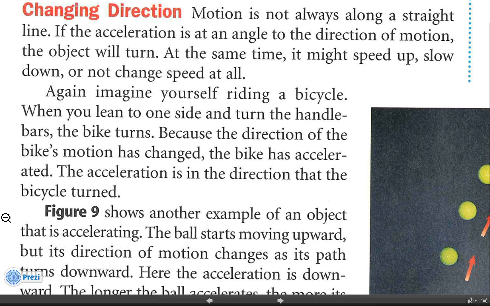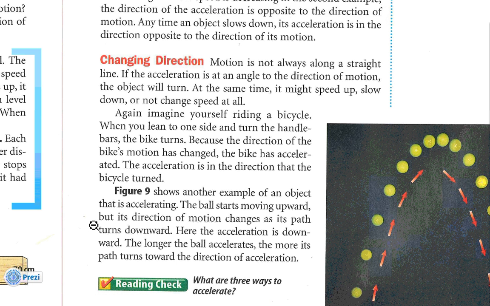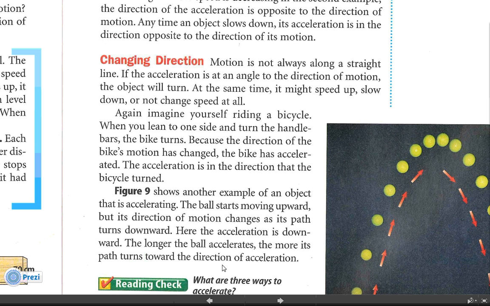Figure 9 shows another example of an object that is accelerating. The ball starts moving upward, but its direction of motion changes as its path turns downward. Here the acceleration is downward. The longer the ball accelerates, the more its path turns toward the direction of acceleration.